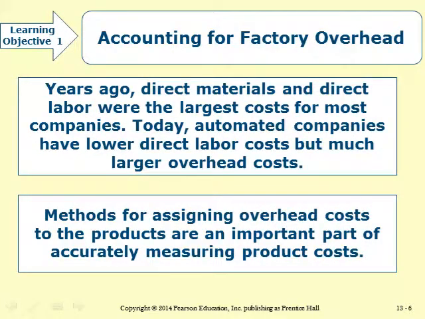So years ago, direct materials and direct labor were the largest costs for most companies. Today, automated companies such as Dell have lower direct labor costs but much larger overhead costs. Thus, methods for assigning overhead costs to products are an important part of accurately measuring product cost. And you may recall we talked about this idea of overhead cost in a previous session, where we talked about overhead pools and creating pools that are then allocated out to cost objectives based on some overhead base, and that the base should have some causal relationship with the pool. And so we're just extending that discussion a little with Chapter 13.